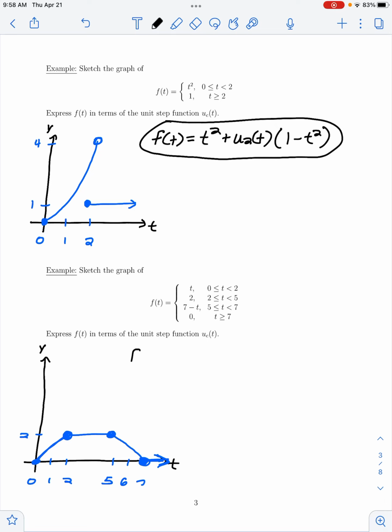And to express this in terms of the unit step function, let's take a look at it. We're going to take f of t as t on our initial interval from 0 to 2. And then starting at time 2, we change our definition. So I'm going to add a step function at time 2. And I'm going to take the value that I want my function to have on the next interval, which would be 2. And I have to subtract its definition on the previous interval, which was t.